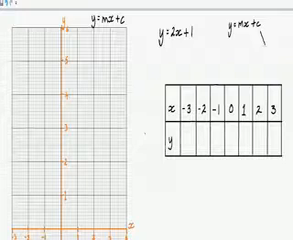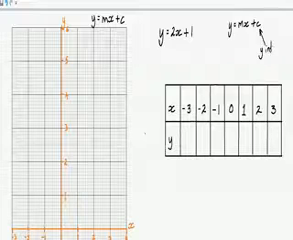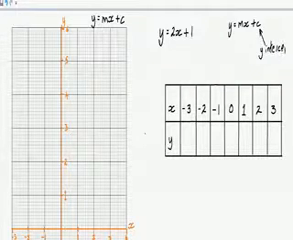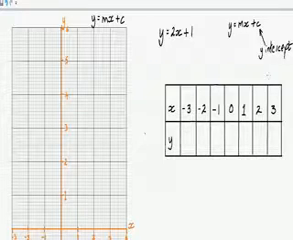Now the c is what we call the y-intercept. That's the formal name for it, but I just remember it as C for cut. The number tells you where the line is going to cut the y-axis. So here, y equals 2x plus 1. This line will cut here. It will cut at 1.